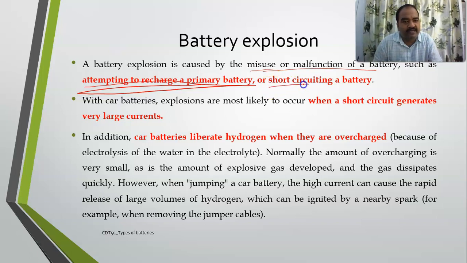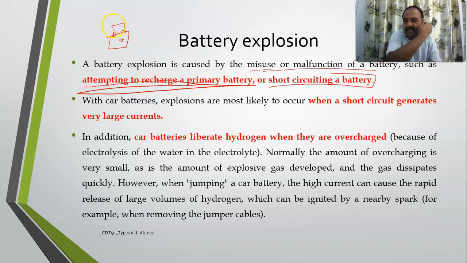Or if you short circuit a battery, see, if I take a battery, it will have a voltage, right? If I directly short circuit it, the current will be somewhere in the hundreds or thousands of amperes. Such current will lead to a huge amount of heat, so the battery will immediately explode. There is a limit to how much current it can give, but if you directly short circuit it, the current will be effectively infinite. So this is one of the reasons why batteries explode.